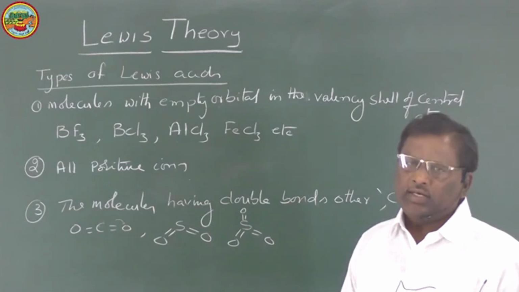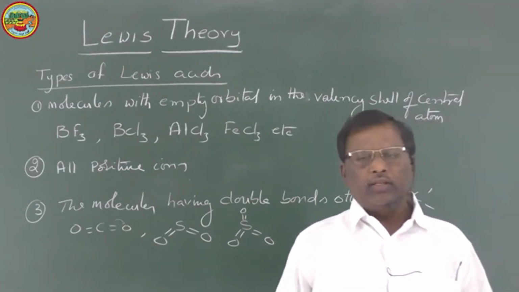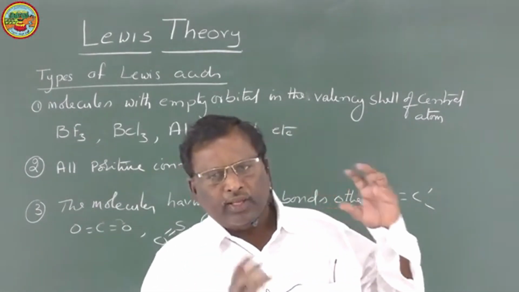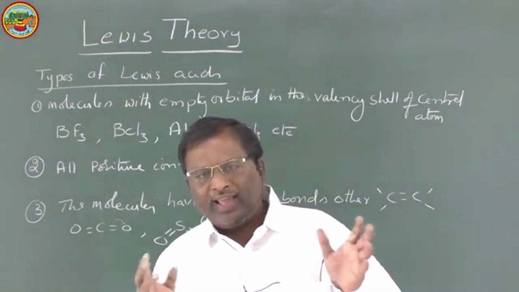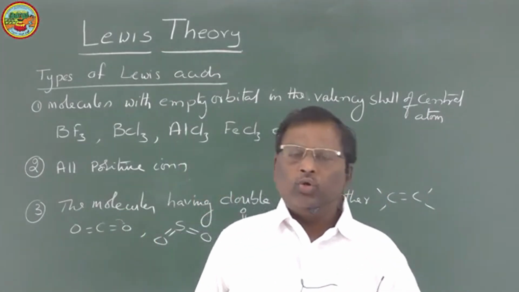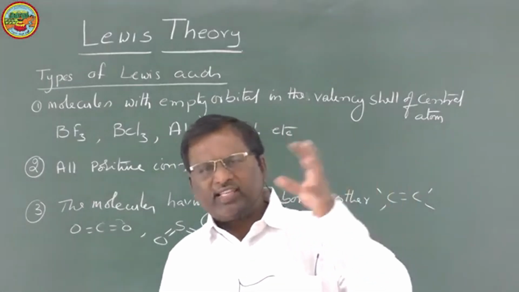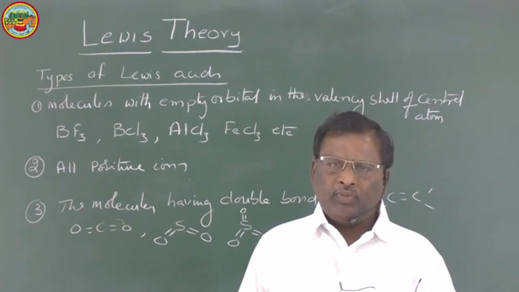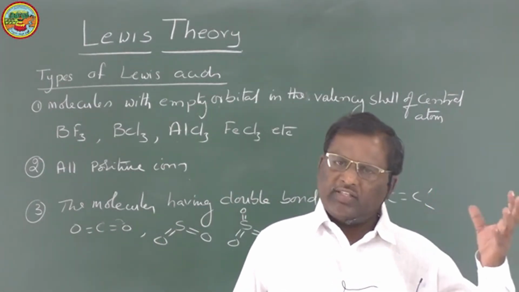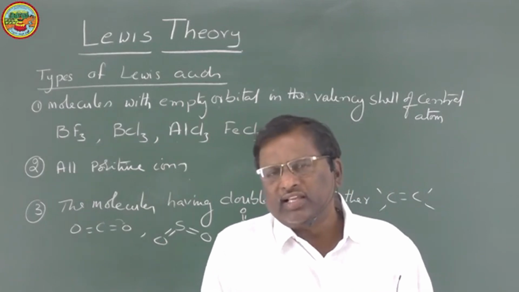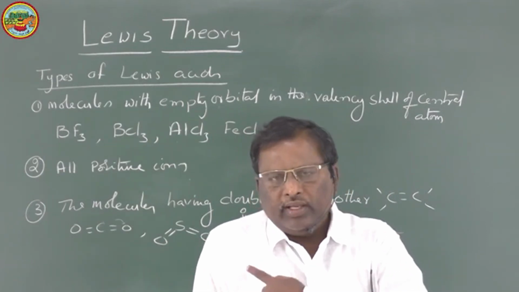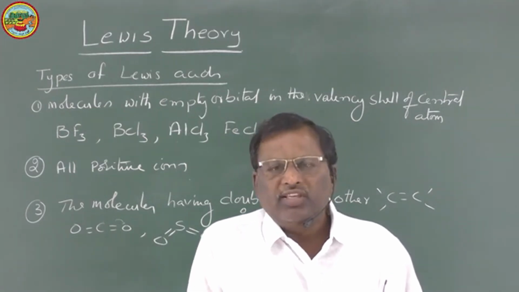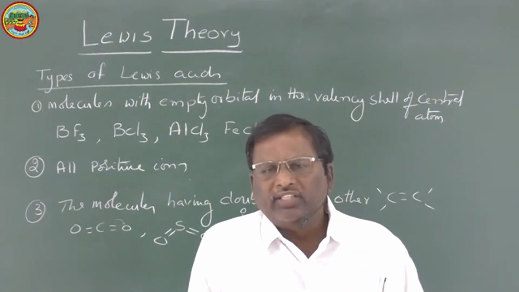Now, Lewis theory explains the behavior of acids and bases in terms of electron pair donation or electron pair acceptance. According to Lewis theory, the species which can accept a pair of electrons from other species is considered as an acid, and the species which can donate a pair of electrons is considered as a Lewis base. Now, in the present condition, we are going to discuss Lewis acids. These Lewis acids are broadly classified into three types.